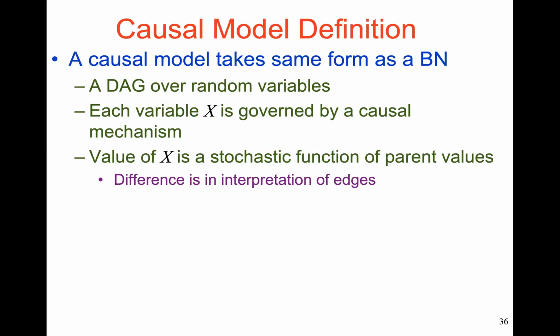So, a causal model definition. We have talked about Bayesian networks. We have talked about the importance of correlation and causation. Now we are talking more formally about the causal model definition. A causal model takes the same form as a Bayesian network. It's a directed acyclic graph over random variables, and each variable X is governed by a causal mechanism. It means you have a Bayesian network where all the connections are causal, like in the student network that we had, it kind of was causal. And the value of X is a stochastic function of the parent values. The difference is in the interpretation of the edges. So we interpret the edges as causal.